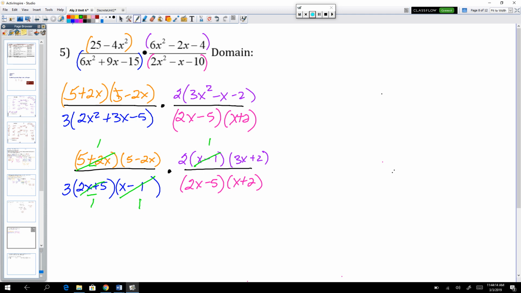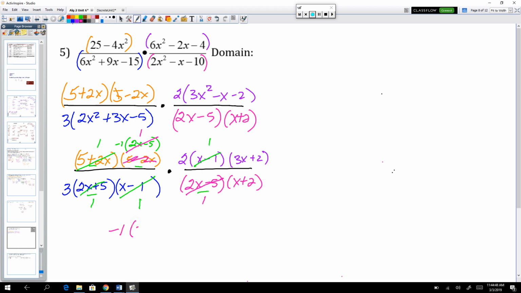And then what did we just learn in the last problem about 2x minus 5 and 5 minus 2x? We can factor out a negative 1 and leave behind a 2x minus 5 here that does in fact get canceled. So if we replace that with negative 1 outside of 2x minus 5, that and that cancel to 1 over 1. So we leave behind 1 times negative 1 times 1 times 2 times 1 times 3x plus 2.